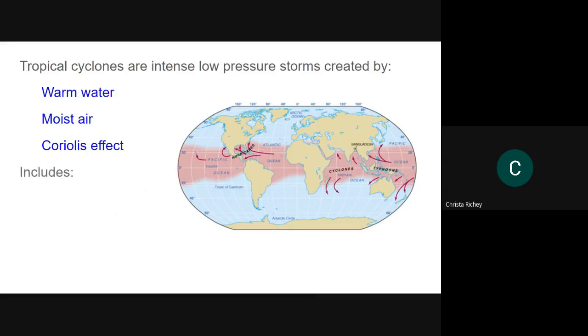And then the names of the different storms. Obviously we call them hurricanes here. I'm not sure specifically where they call them cyclones, but typhoons, that's more of the Asian area. It's the same thing as a hurricane, just a localized term for it.